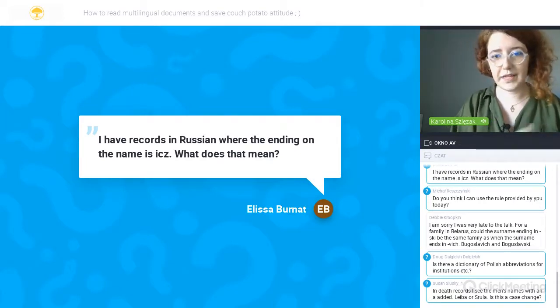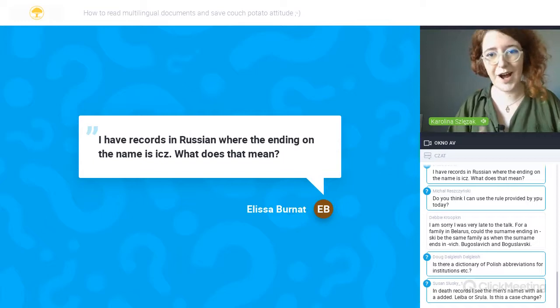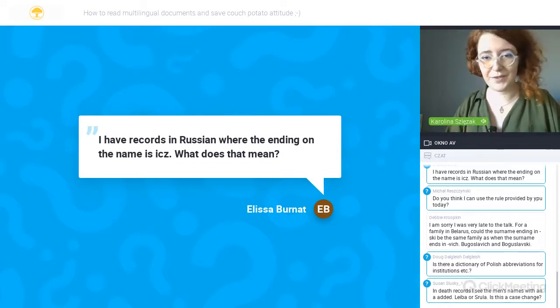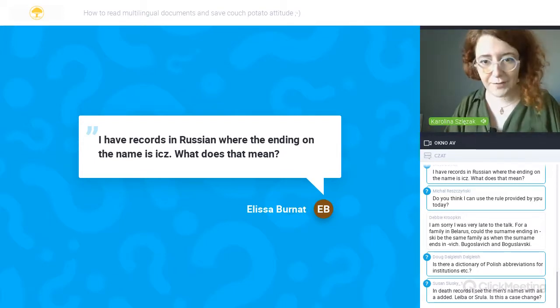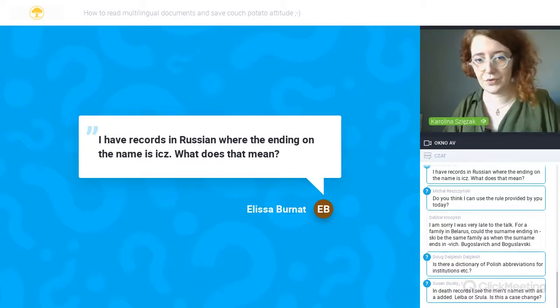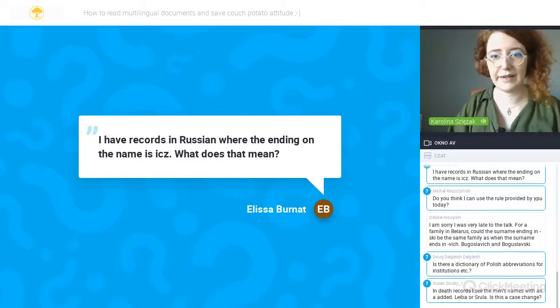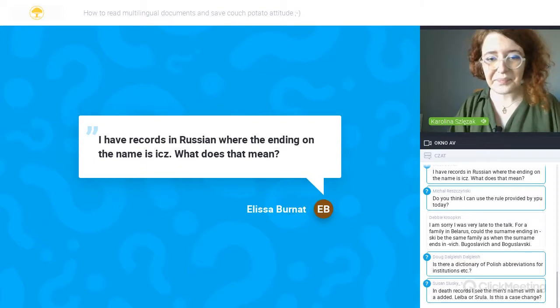And also the second thing is just how the Russian surnames are created. So if you're interested in the whole meaning of the surname, I would recommend checking the etymological dictionary.